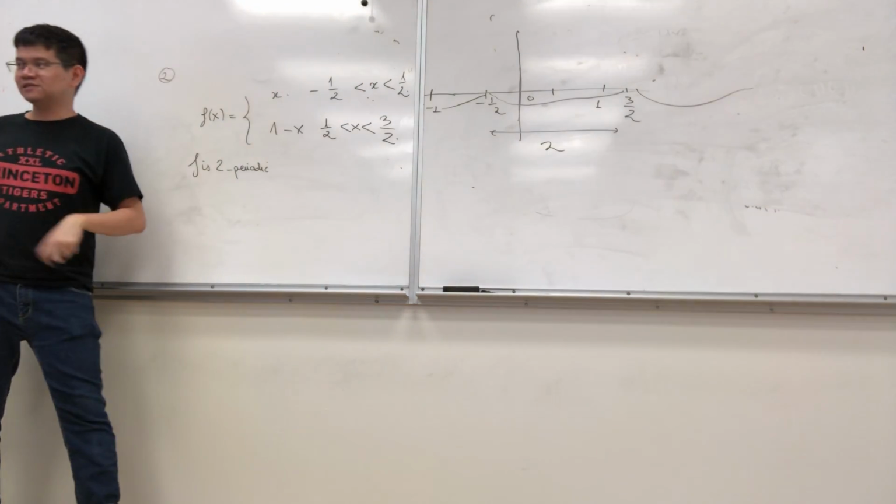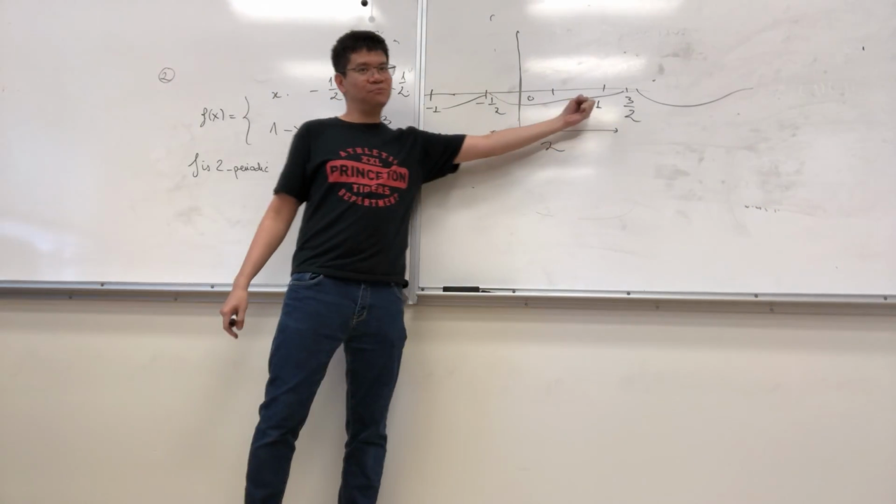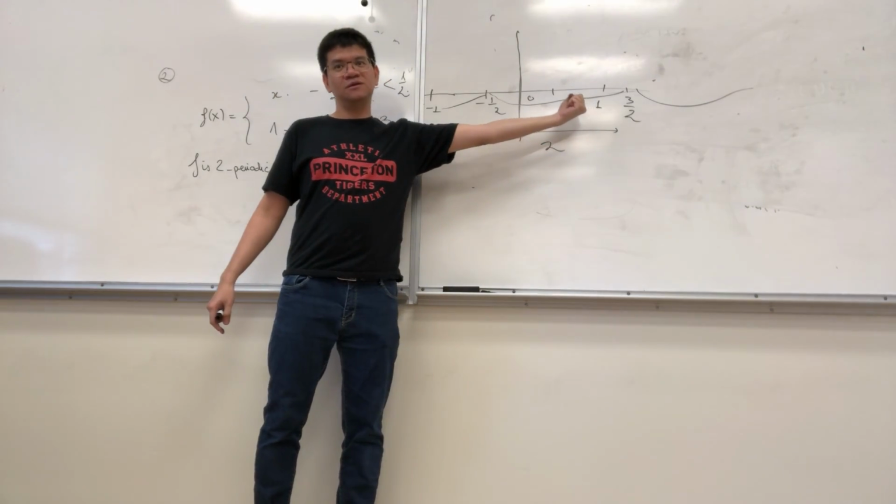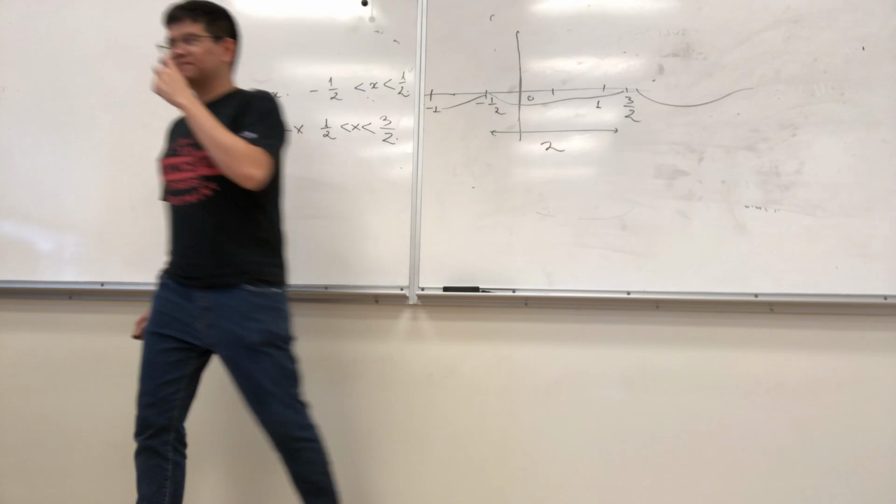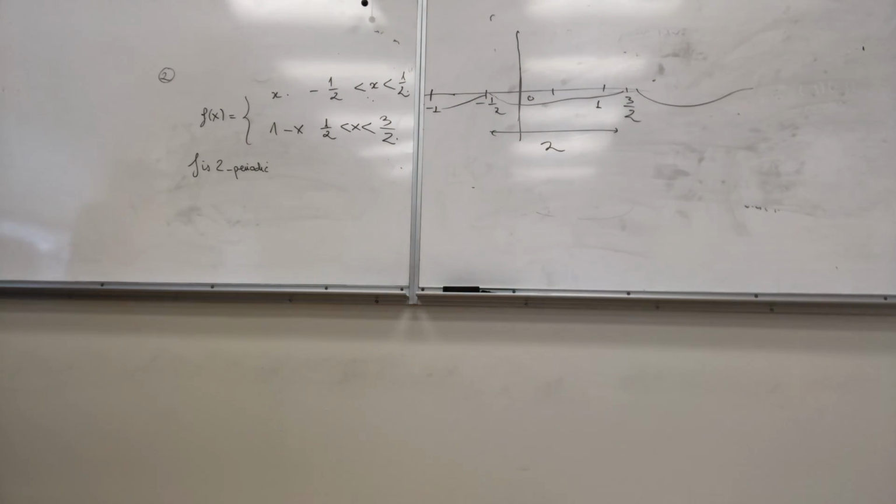So the key idea is then that you have to somehow pull this graph to the origin. So this is the key idea. But how can we pull it?